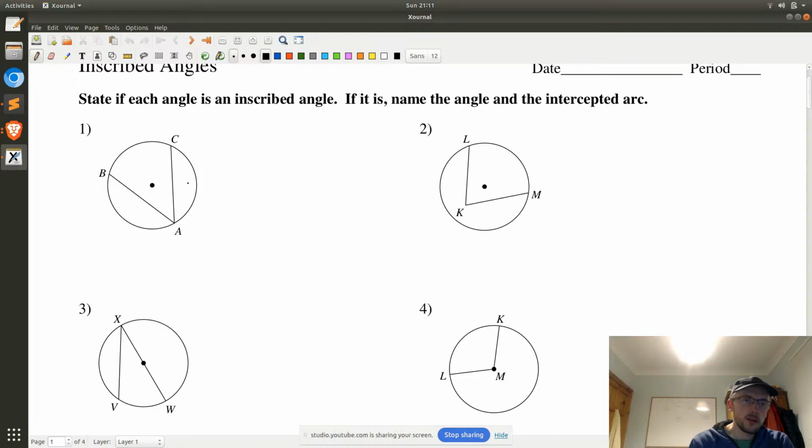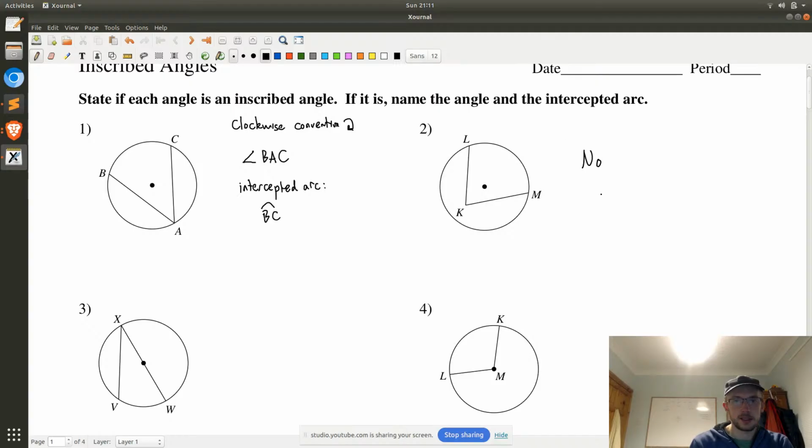Yes, that's an inscribed angle right there. So we're going to use clockwise convention for naming. And thus the inscribed angle would be B to A to C, BAC, angle BAC. And the intercepted arc would be the arc going from B to C clockwise.